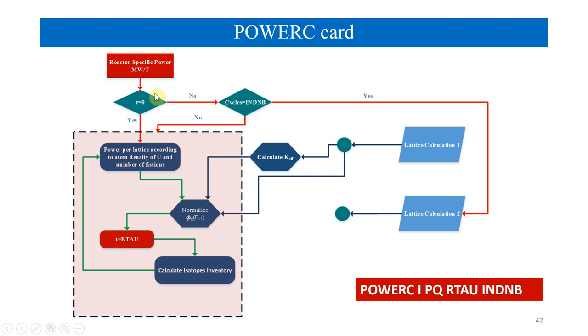First, we have to look at the logic of the burnup calculation. If we have lattice calculation one, first we will get K effective and the flux. And we can use the reactor power to normalize this flux. We said that the flux distribution, or the flux spectrum, is almost constant, but it moves up and down according to the reactor power. So we can normalize this flux to the reactor power. This power is defined from the power card. Okay?